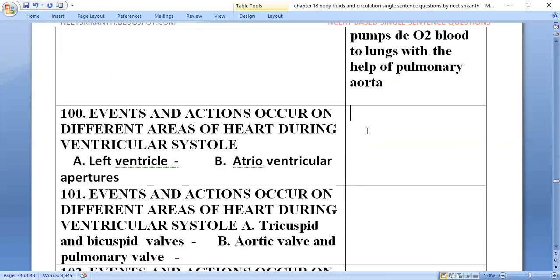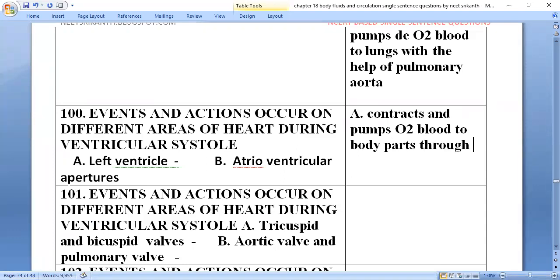Events and actions occur in different areas of the heart during ventricular systole. As we are continuing, what is the left ventricle doing? Left ventricle contracts and pumps oxygenated blood to body parts through the left systemic aorta. It is pumping blood to the body parts.